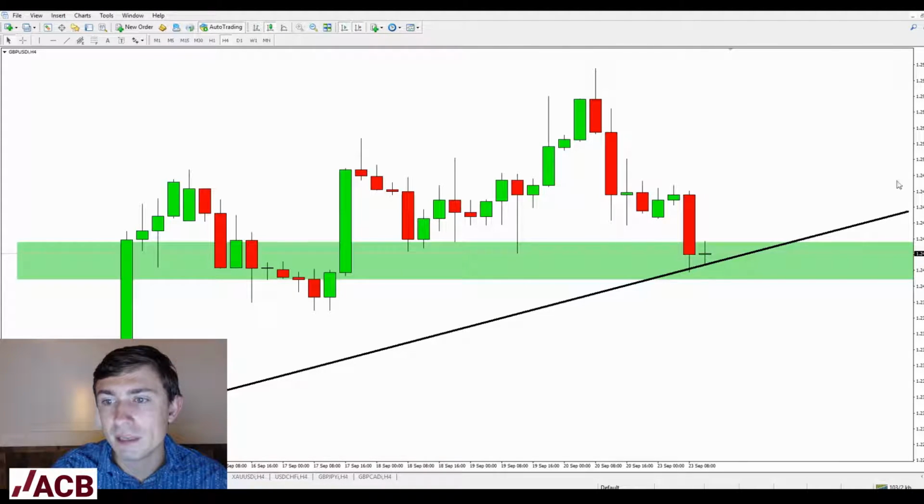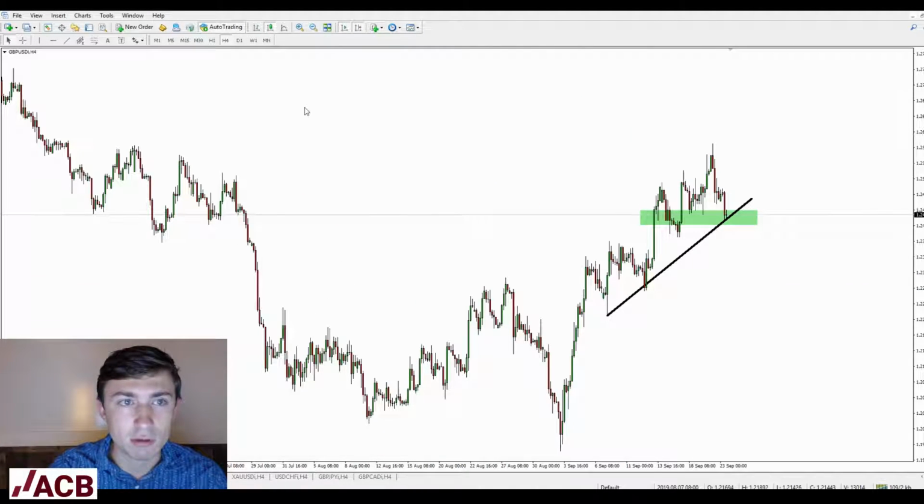Now, currently the question will be, can we hold this trend line combined with this support zone? I think there's a pretty good chance, and overall GBP USD might continue its momentum to the upside that we have seen for quite some time.